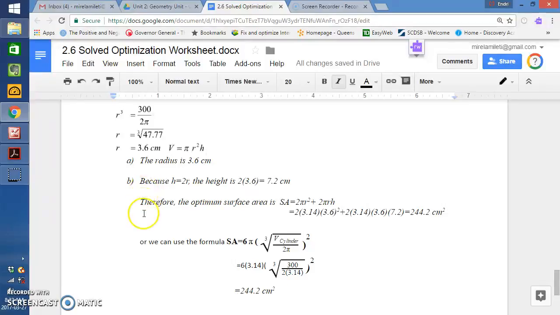So the two approaches were: in the surface area formula for the cylinder, we substitute the values of r and h that we figured out in part A, or, knowing that we're talking here about optimizing the surface area when the volume is given, we can use the second formula directly and find the minimum surface area of this cylinder with a fixed volume.